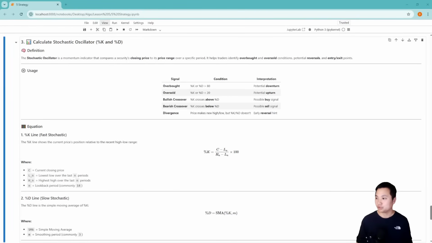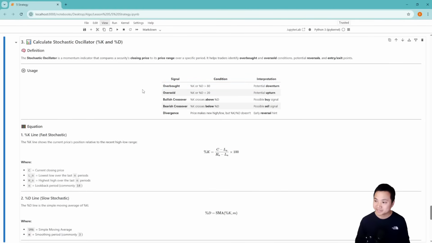Before we jump into the code, let's quickly talk about the stochastic oscillator, which is one of the most popular momentum indicators that compares the current closing price against the recent high-low range, giving us two lines. The first one is the %K, the fast line, and the second one is the %D, the slower, smoother line. And there are basically two types of signal. One is the overbought or oversold, and the other one is the crossover signal.